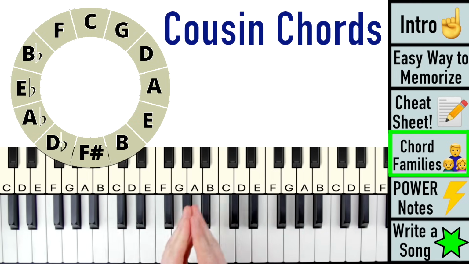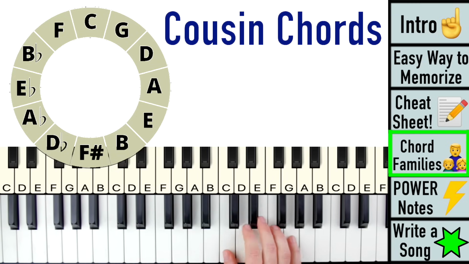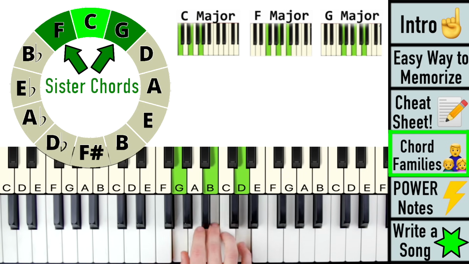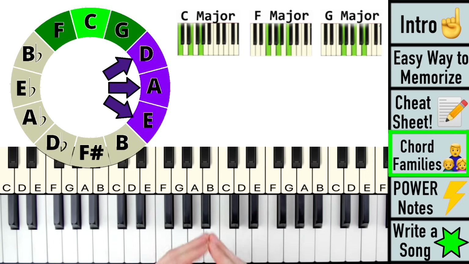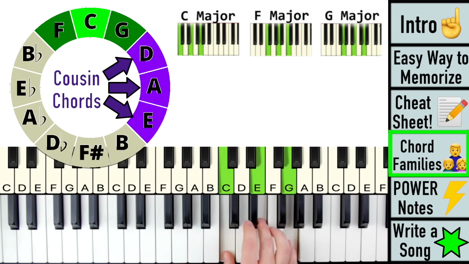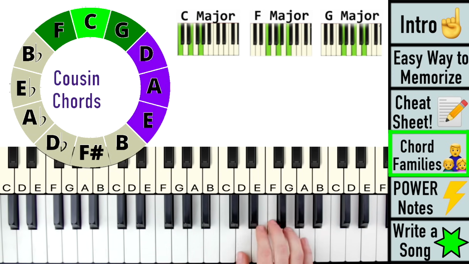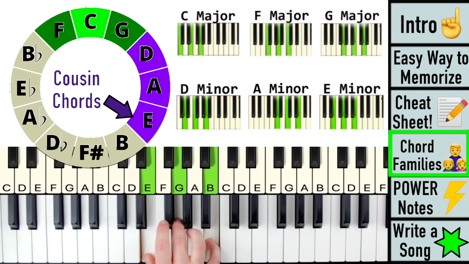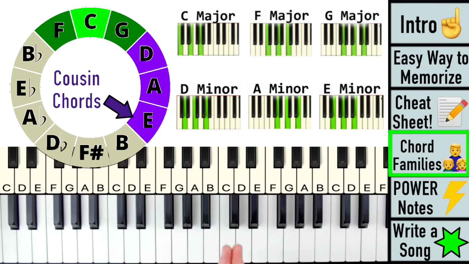All right, next let's talk about cousin chords. So let's go back to our C chord. We have our sister chords here. And if we take the next 3 chords going clockwise and we make them minor, these are our cousin chords. So for our C chord, the 3 cousin chords are D minor, A minor, and E minor. Feel free to find those on the cheat sheet.